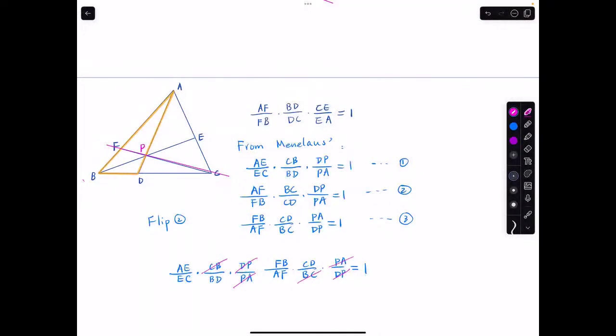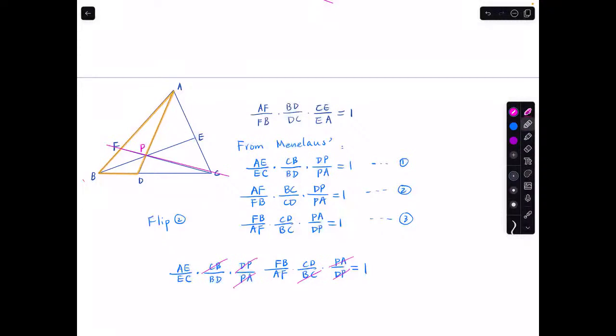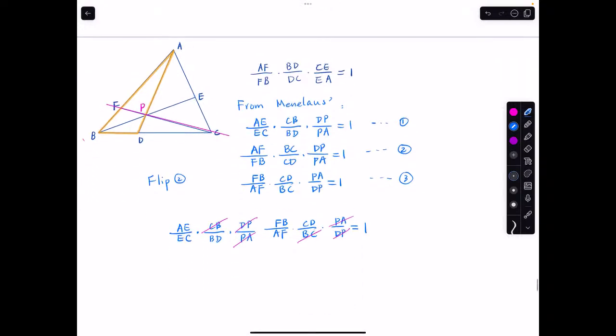Let me see. What we're left with is AF, FB. Okay, so everything else cancels. So we have A, E, E, C, F, B, A, F, and we have C, D, and then B, D equal 1.